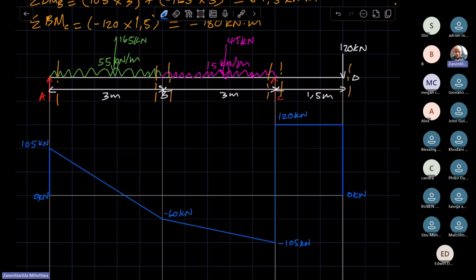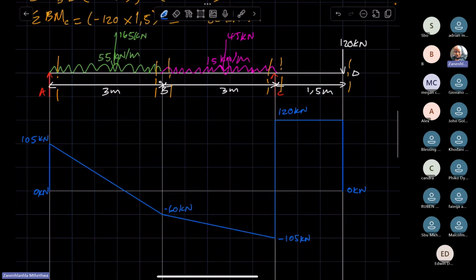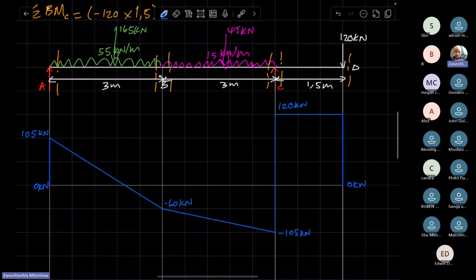Your shear force diagram, as well as your bending moment diagram, begin at 0 and end at 0. This is for either a simply supported beam or an overhanging beam. Are we clear here? Yes, sir.